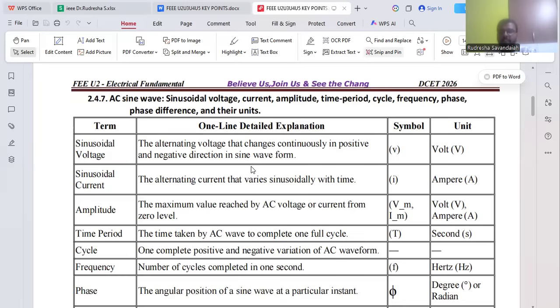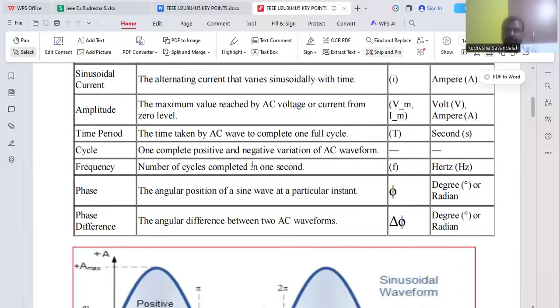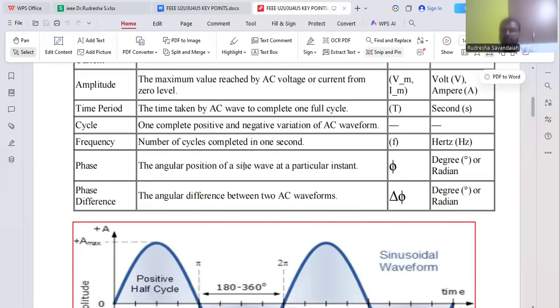Frequency means the number of cycles completed in 1 second. The symbol is f, and the unit is hertz, Hz. Phase is the angular position of a sine wave at a particular instant, in degrees or radians. Phase difference is the angular difference between two AC waveforms.